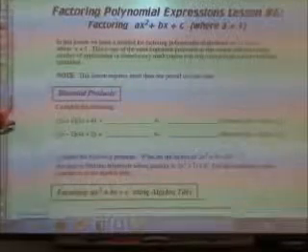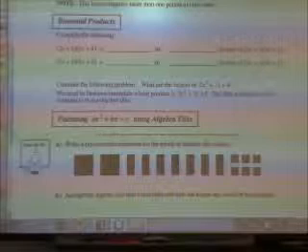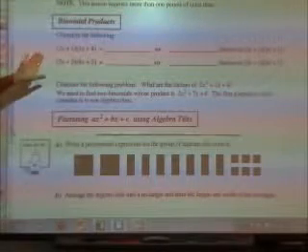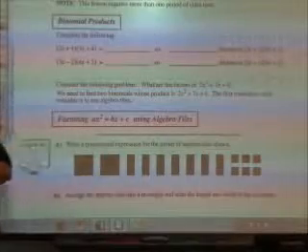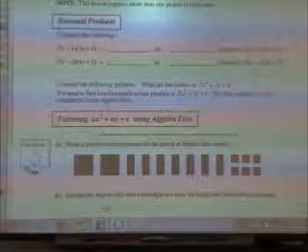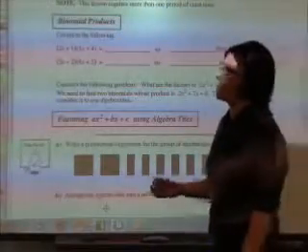So what I would like you to do, first of all, is expand the 2 binomial products. 2x plus 1 times 3x plus 4, what does that equal? And 3x minus 2 times 4x plus 3, what does that equal? Okay, so what is 2x plus 1 times 3x plus 4 equal to?